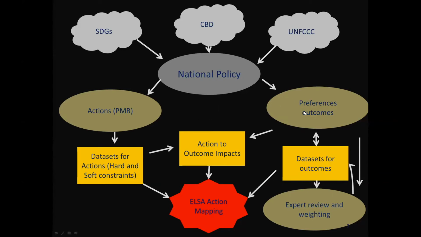And then down the preferred outcomes, this is the nature-based solutions that we're looking for. Again, we need to look for data sets that could reflect those. So where are species and ecosystems located? Where are people dependent on natural systems for their livelihoods or to buffer them from disasters? And then this is where expert review and stakeholder weighting come in.